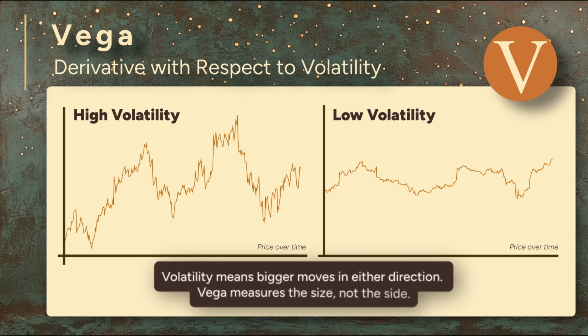But there's a flip side. Higher volatility also increases the odds of a big move against you. Vega does not care about direction. It only measures the impact of volatility on the potential for large moves in either direction.